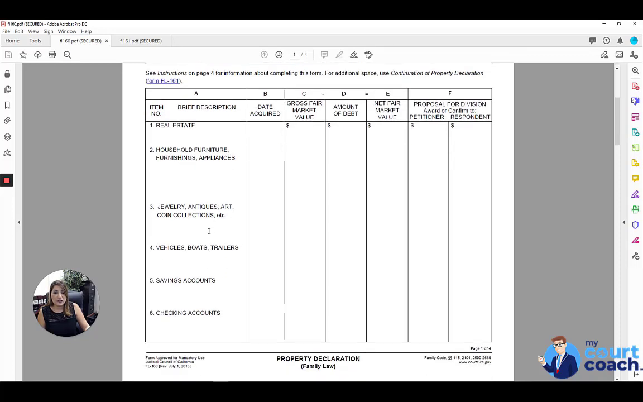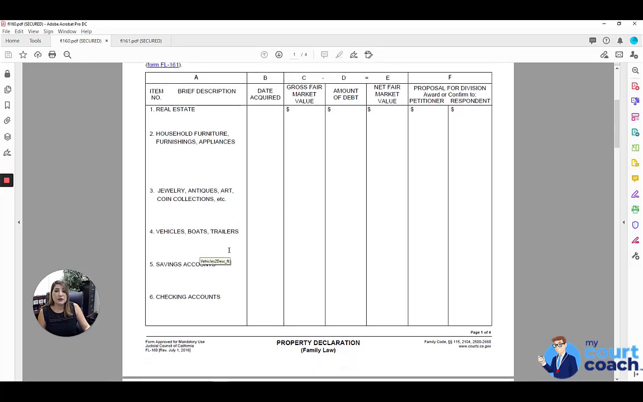Jewelry, antiques, art collections goes below that. Then vehicles, boats, trailers. For gross fair market value, I would use Kelley Blue Book private party value. Again, subtract the amount of debt that's owed on it, and that gives us our net fair market value.